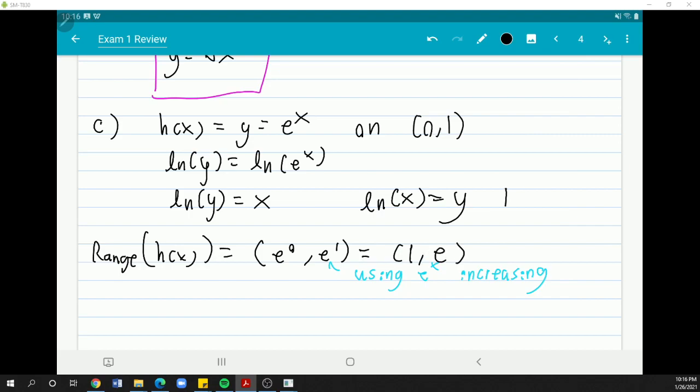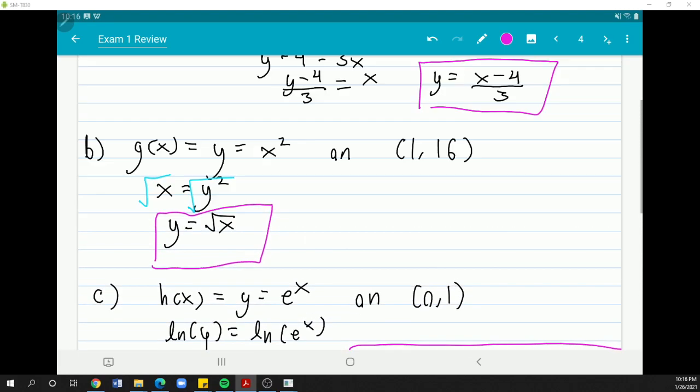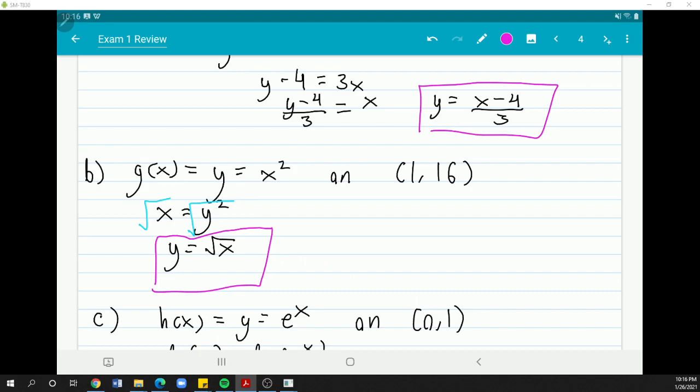So domain 1, comma e for that one. For this one, again, what's the range? This is another increasing function, so the range goes from square root of 1 to square root of 16, or from 1 to 4, which means this guy has domain 1 to 4.